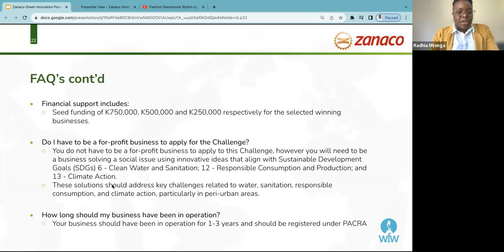Something also, you do not have to be a for-profit business to apply for this challenge. You also can be a for-profit business, but you should be able to align with the 3 SDGs that we have outlined for this challenge. And pay particular attention to solving for peri-urban areas within your context. And just to highlight, your business should have been running for 1 to 3 years and should be registered under PACRA.